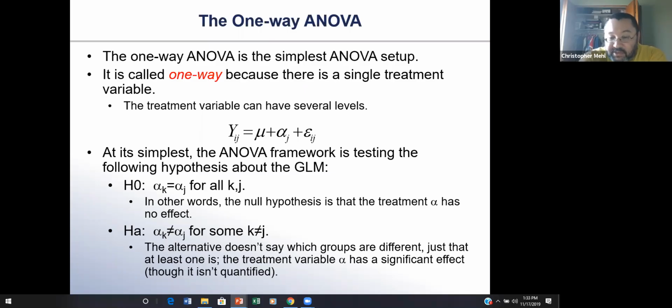In other words, the null hypothesis is the treatment has no effect. Remember when we first started talking about hypothesis testing, that's kind of the rule of thumb for the null hypothesis. The null hypothesis is generally no effect. The alternative is simply that for some k and j, alpha k is not equal to alpha j. Now, the alternative isn't telling you which groups are different, just that at least one of them is. The treatment variable has a significant effect, though we're not precisely quantifying the effect. We're just saying that it is significant. That's our simplest hypothesis test for the ANOVA framework.